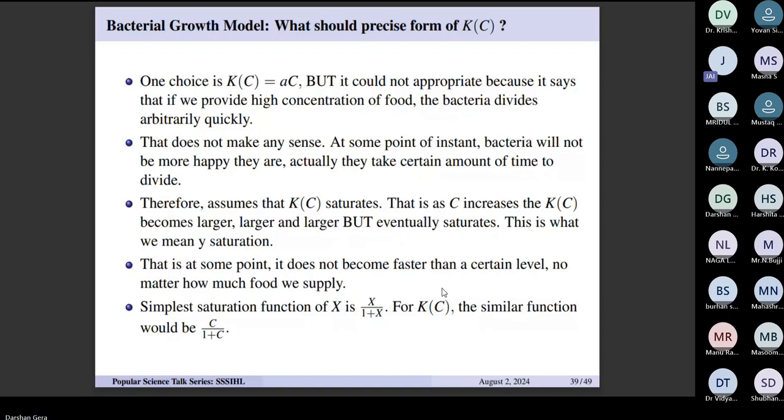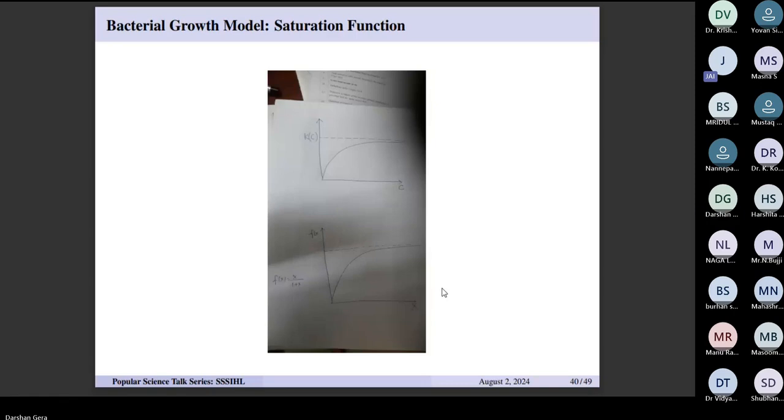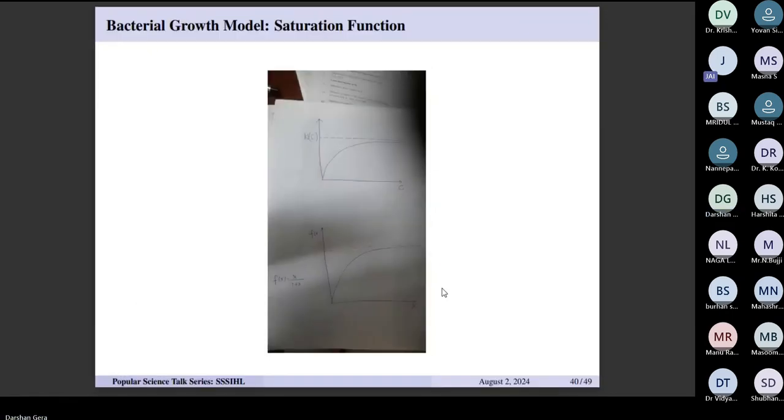Yes, sir. Okay, because Kc is there. So I have just plotted here. It may not be visible. I think you people will be familiar with the saturation function. Yes, sir. Go ahead.